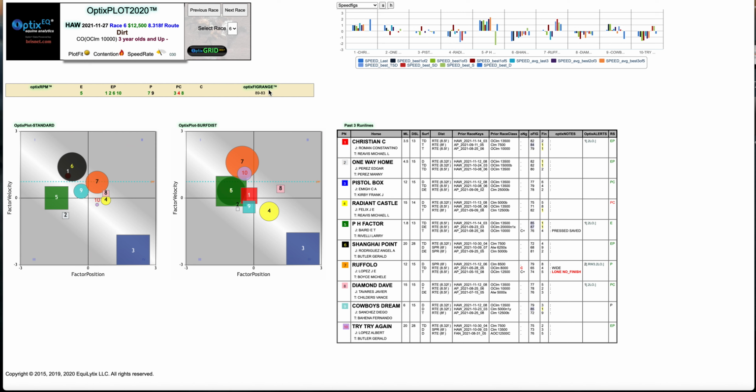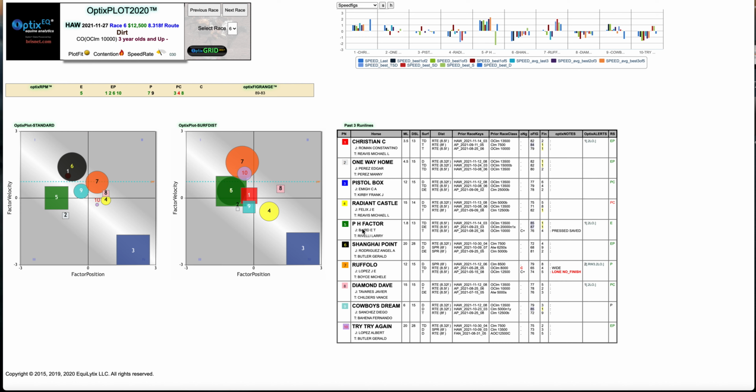Today, I'm going to look at race 6 from Hawthorne. A little bit of an interesting race. And this is Saturday, November the 27th. When I looked at the plot, first thing that jumped out at me was the bunching up in quadrant 1. And you could see, for the most part, we got a lot of circles. Really one exception for both standard surface and distance is the number 5.